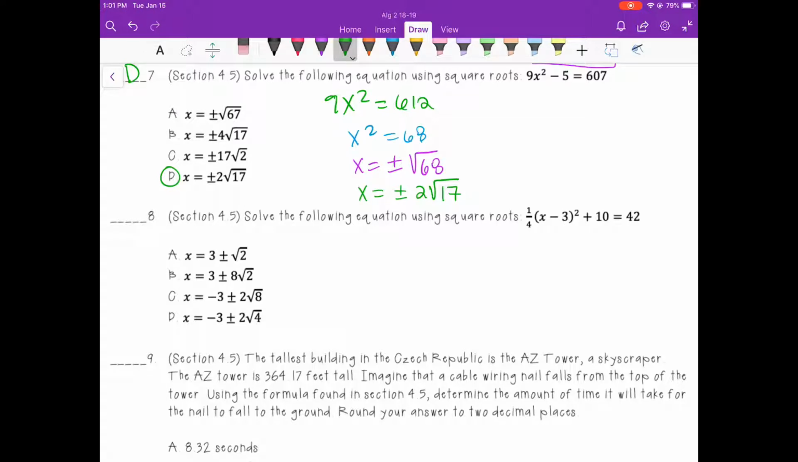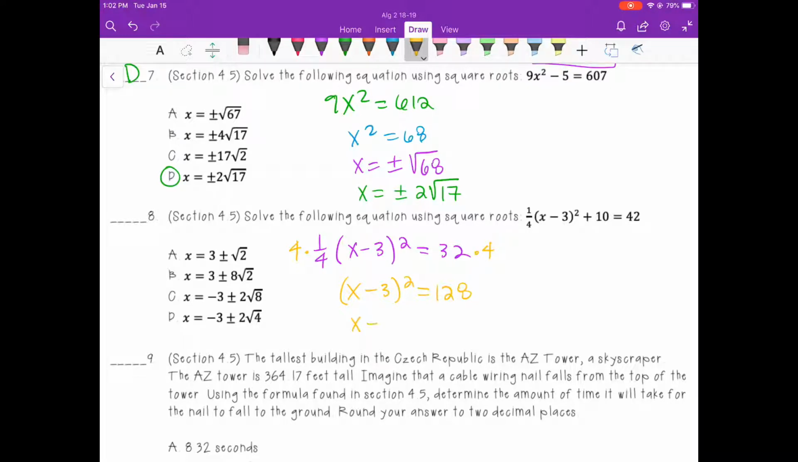Section 4.5, problem number 8. Solve using square roots. So we start by subtracting 10 from both sides. So I have 1/4 times x minus 3 squared equals 32. To get rid of that 1/4 out front, I like to multiply both sides by the reciprocal, which would be 4. So then you have x minus 3 quantity squared equals 32 times 4 is 128.